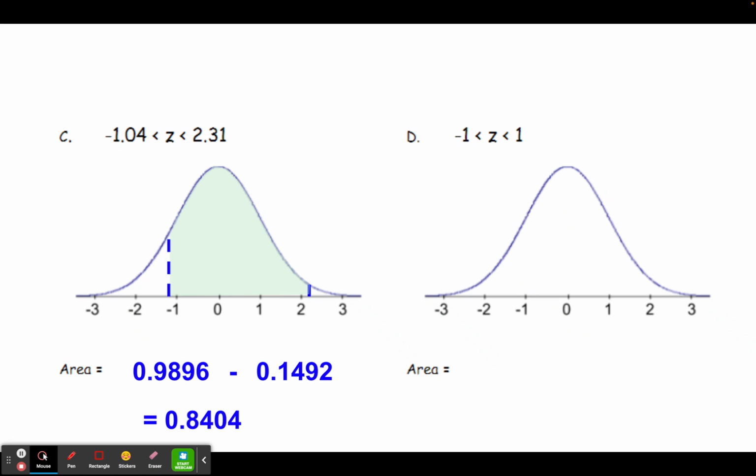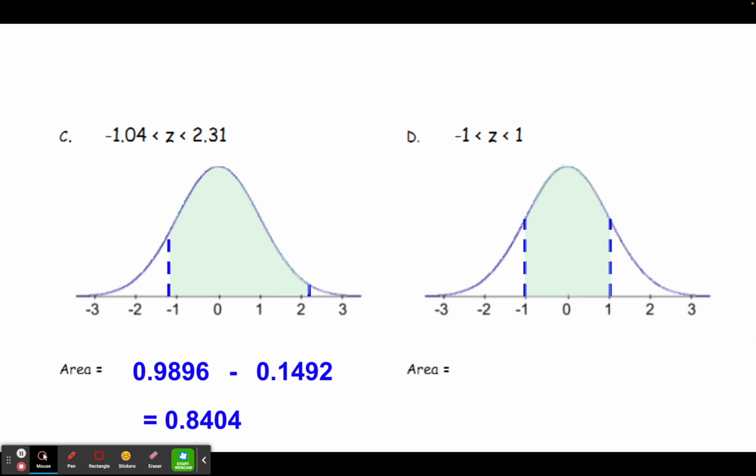Now let's do letter D. D is looking for the area between -1 and +1. So we'll draw our lines in there and we'll shade in that in between region. Now we learned yesterday that that area within one standard deviation of the mean should be about 68% of our data. That's what the empirical rule told us. We're going to calculate that now with table A and see how close that approximation is.